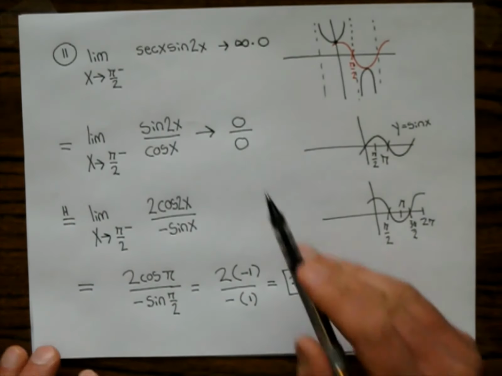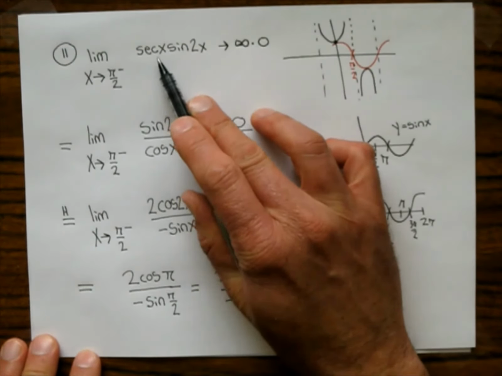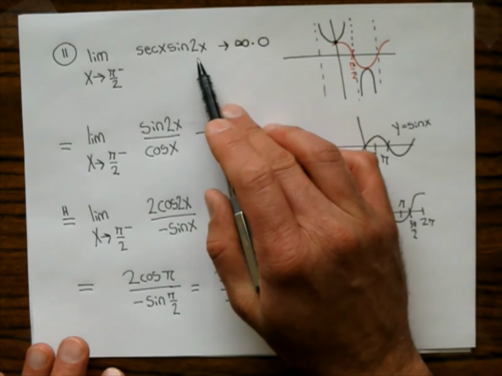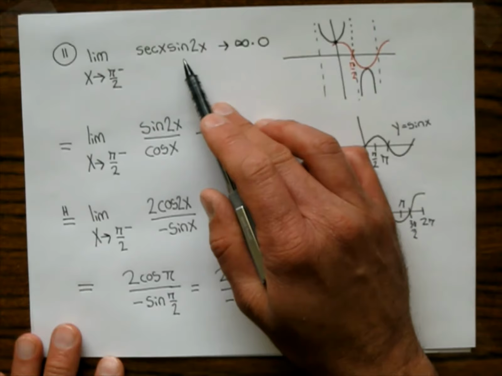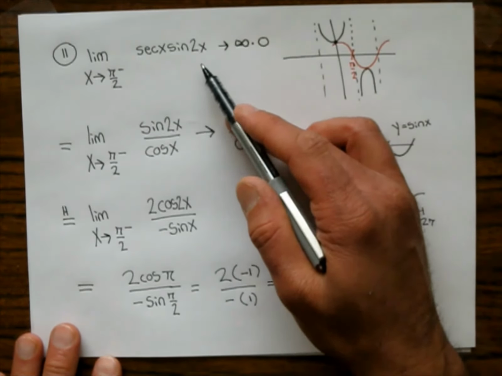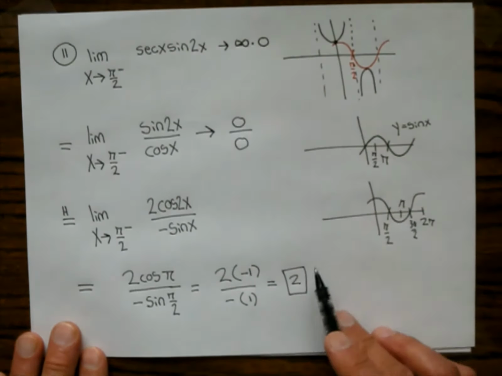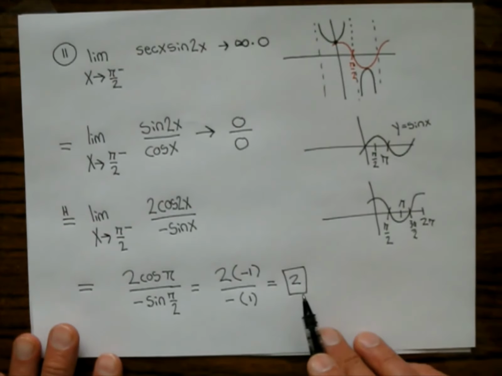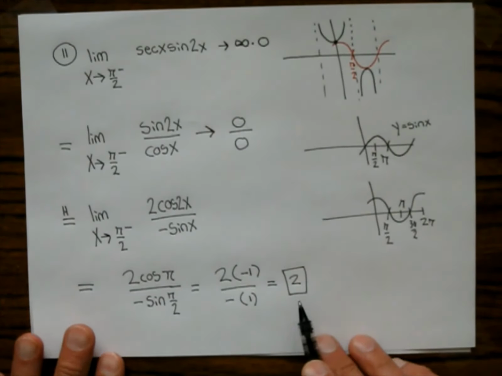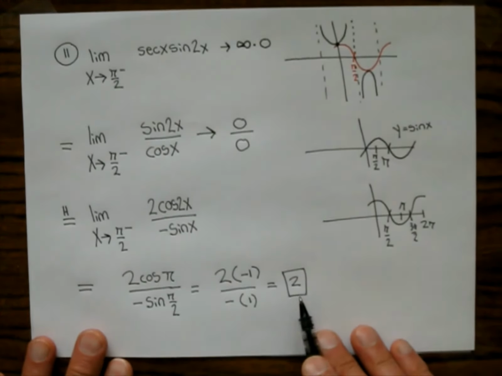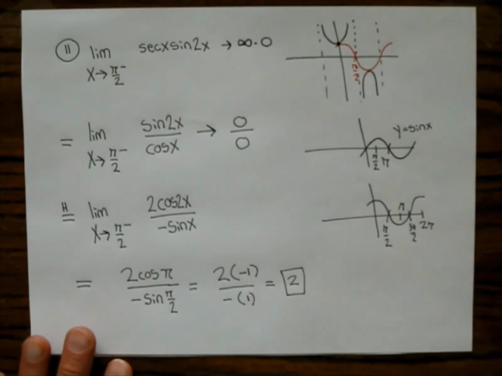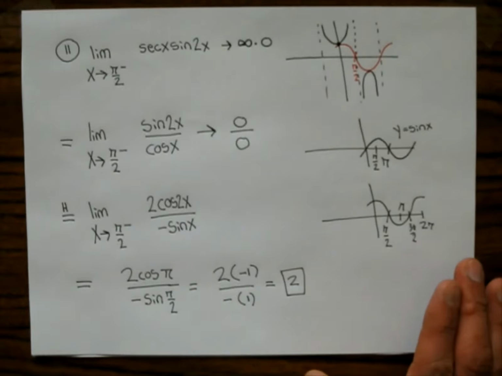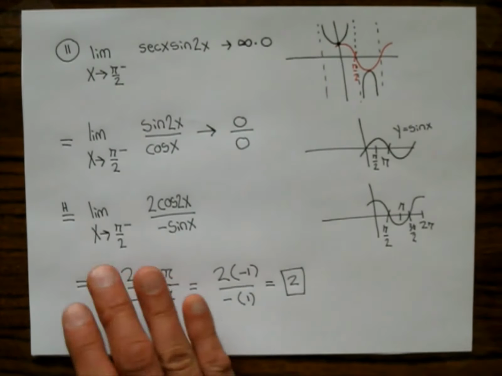And at any time you can put this function, secant x sine 2x, into Desmos or one of the graphing programs and see what the picture looks like, and you'll see that the limit, looking at the picture, will approach 2 from both sides. Oh no, from the left side on this. But they don't ask you to do that in the homework. Let's go ahead and do a few more problems.